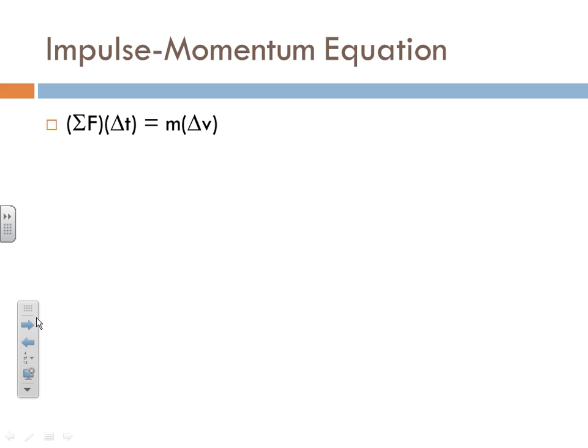Okay? Sigma F times delta T is equal to m times delta V. Sometimes we can drop the delta in front of the T and just say it's sigma F times T. That's perfectly fine. It's kind of the same thing, right? But sigma F times delta T is equal to m times delta V. So the impulse momentum equation relates three things together for us.